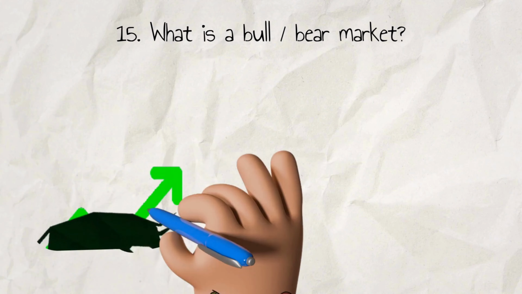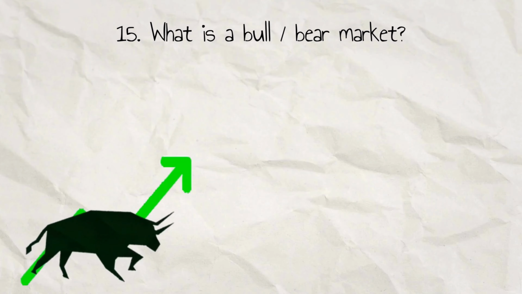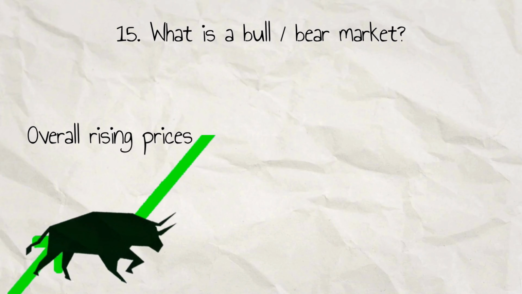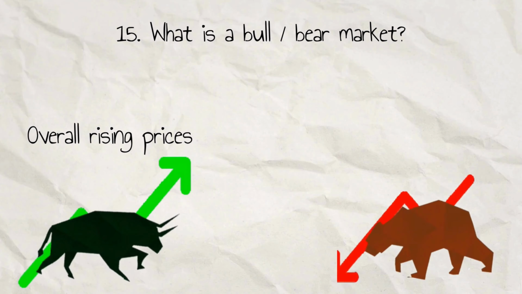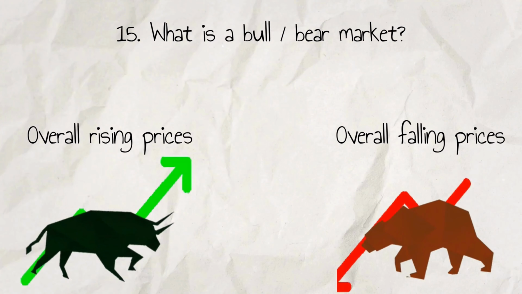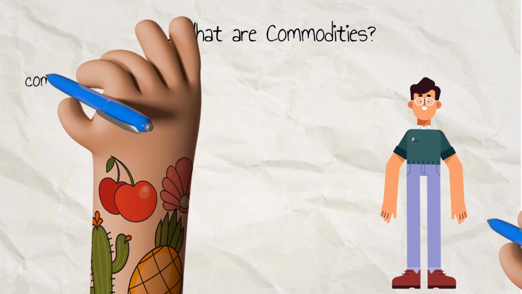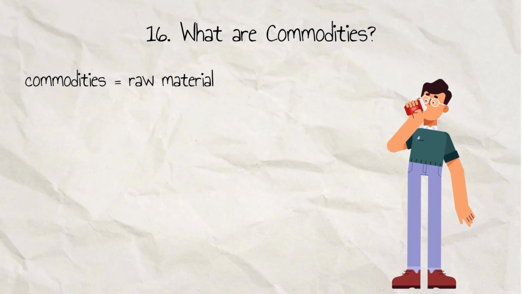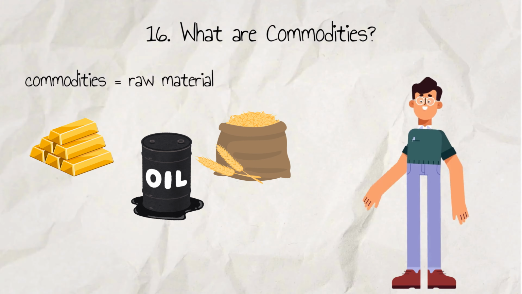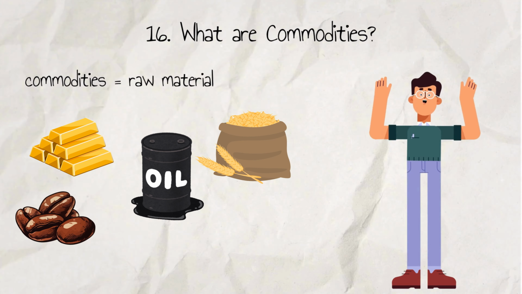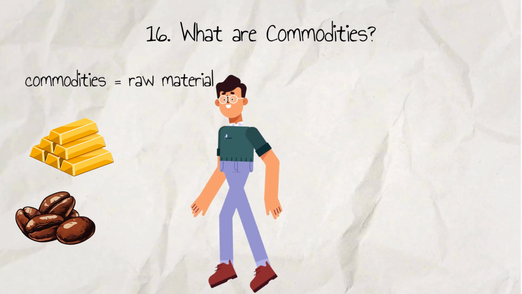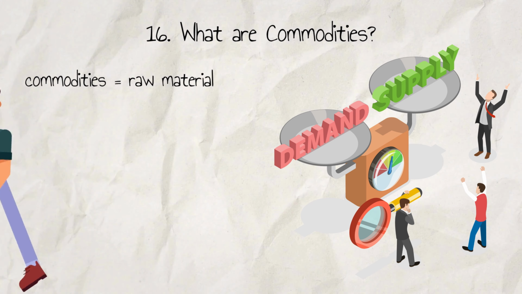A bull market is a financial market condition where prices are rising or are expected to rise. A bear market is the opposite, where prices are falling or are expected to fall. Commodities are typically raw materials or primary agricultural products that can be bought and sold, such as gold, oil, wheat, and coffee. They are standardized and traded on commodities exchanges, where prices are determined by supply and demand.